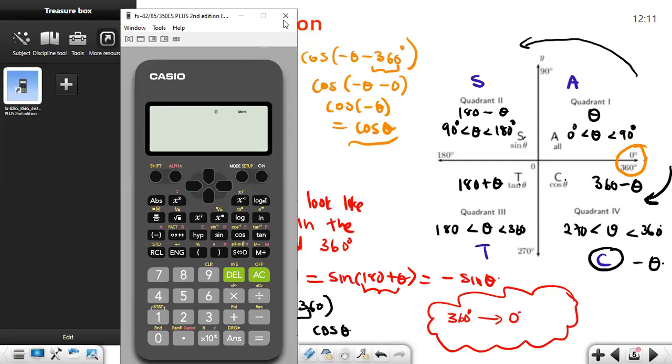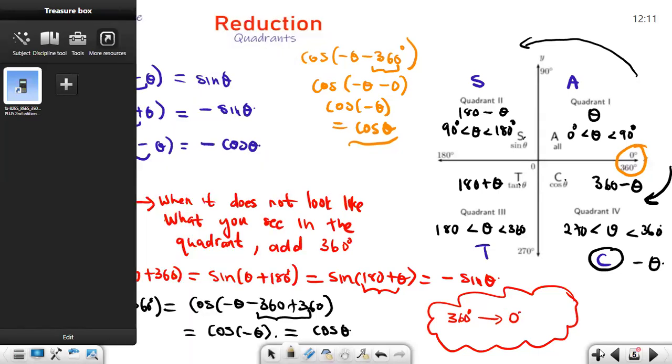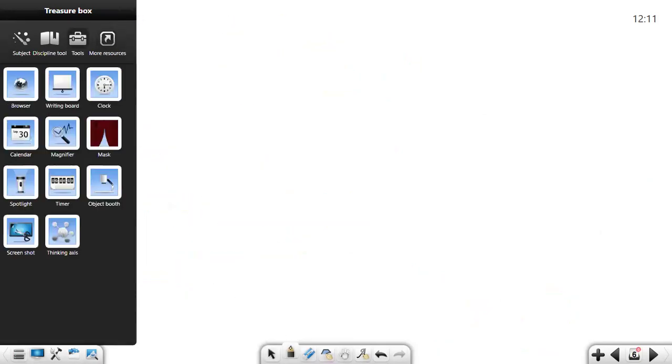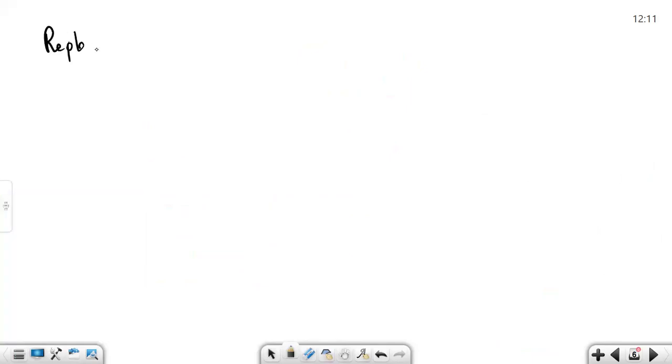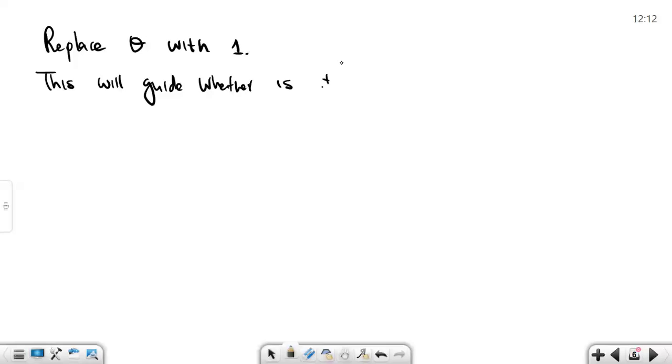Okay, let me make a note for you. Replace theta with 1. This will guide you whether the answer is positive or negative.